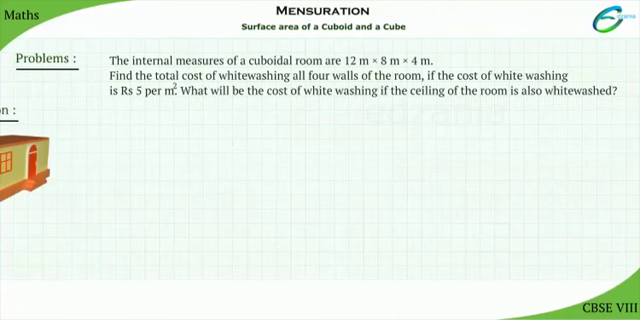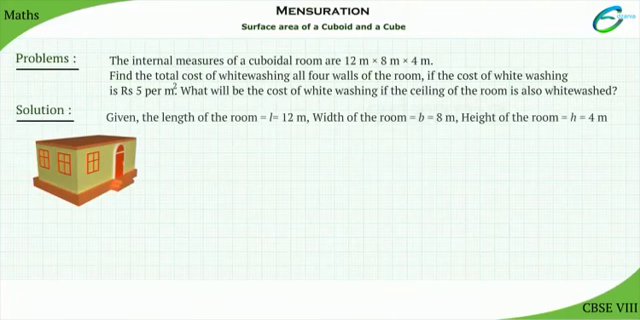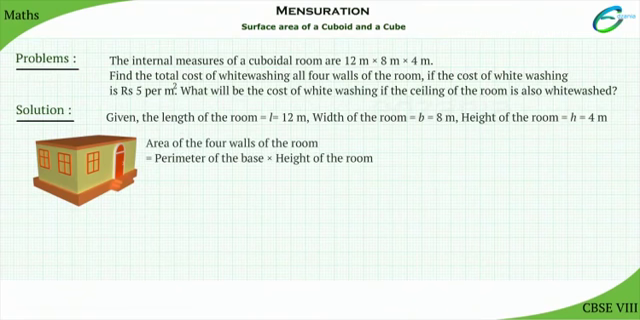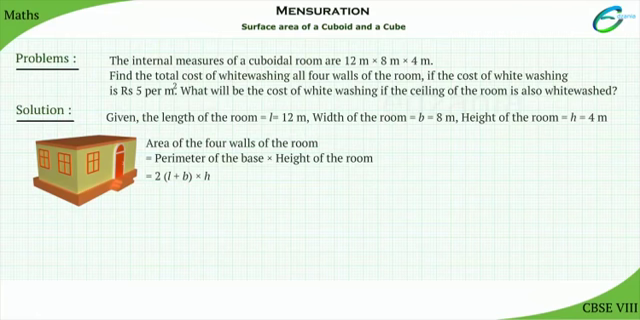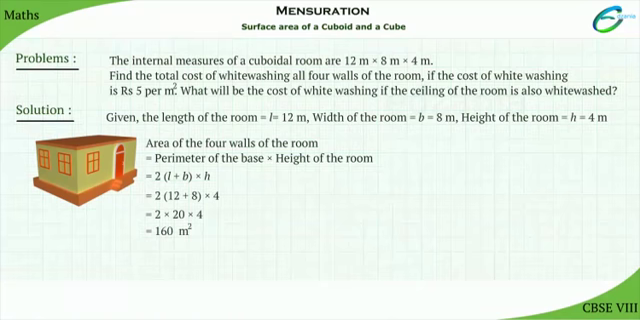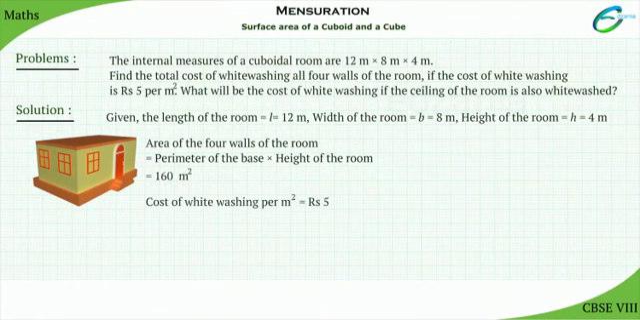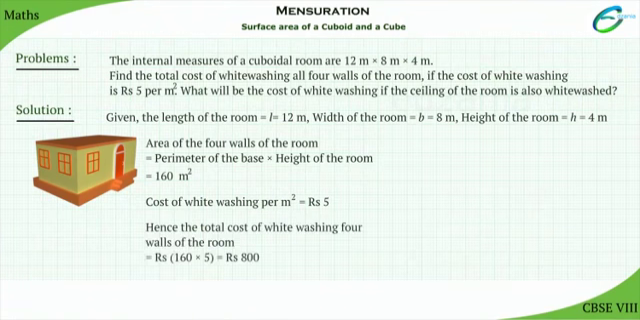Given, we have length of the room 12 meters, width 8 meters and height 4 meters. Area of the 4 walls of the room will be equal to perimeter of the base multiplied by height of the room. That is equal to 2 times the sum of length and breadth of the room multiplied by height of the room. Thus, the area will be 160 meters square. Given, cost of whitewashing per meter square is rupees 5. Hence, the total cost of whitewashing 4 walls of the room is rupees 800.